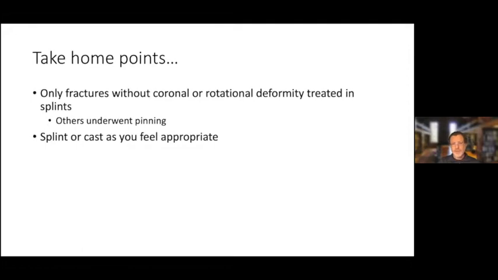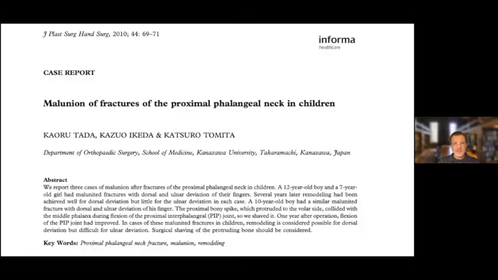So take-home points. Only fractures without coronal or rotational deformities were treated in these splints or in casting in this study. Again, if there's rotational or coronal deformity, you have to pin these. Otherwise, as I said, they underwent pinning. And in terms of whether you splint, cast, or from the other study, whether you do buddy taping and a cast, it doesn't really matter. They all seem to do well, partly because of the tremendous remodeling potential. That is not physeal remodeling, it is periosteal remodeling.